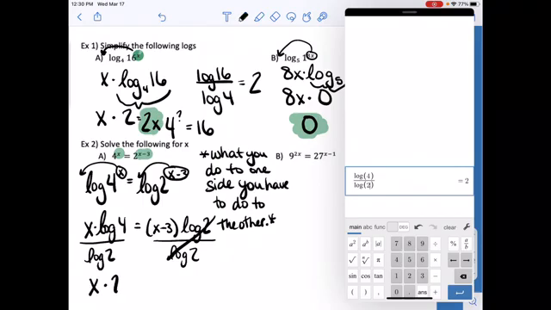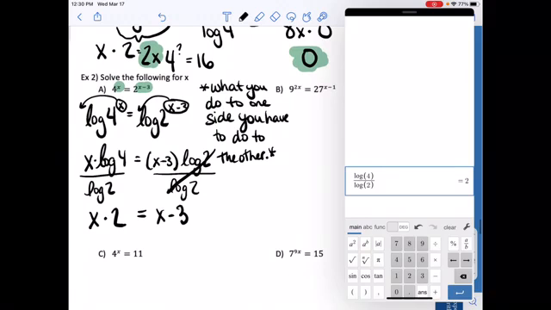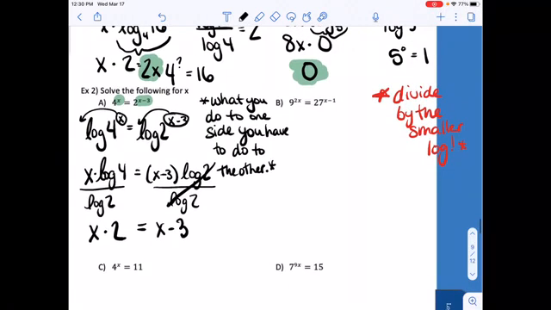So now we have x times 2 equals x minus 3. And we can just finish solving this. So we have 2x equals x minus 3. So x is equal to -3 as our solution.